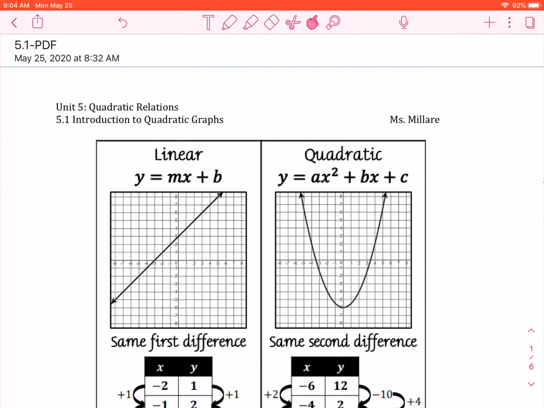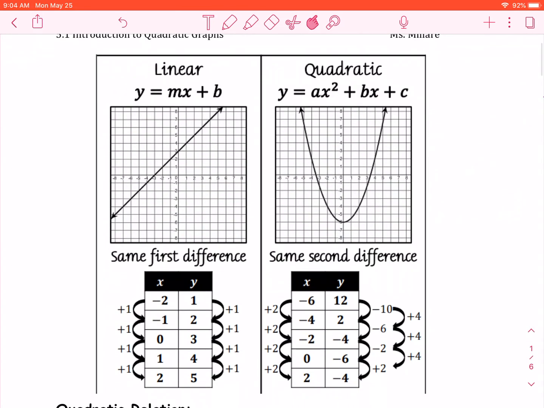Okay, so the three main ways to determine if it's linear versus quadratic, there's actually three things that I'll be focusing on today. The first thing I want us to focus on is to look in equation form. You'll notice for your linear graphs, we have y equals mx plus b, where x has an exponent of 1. We don't see it, but it is there.